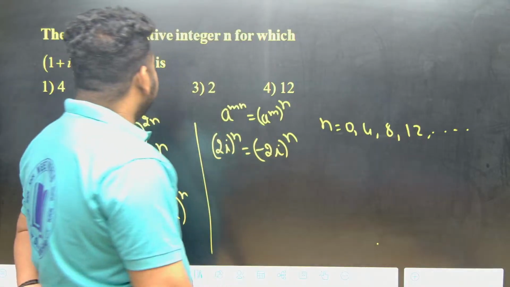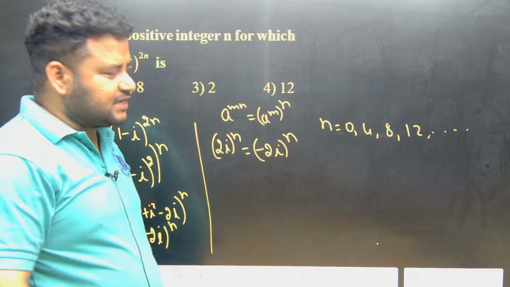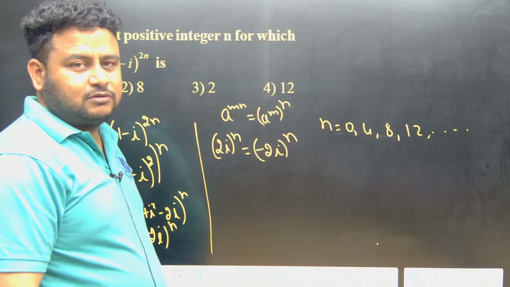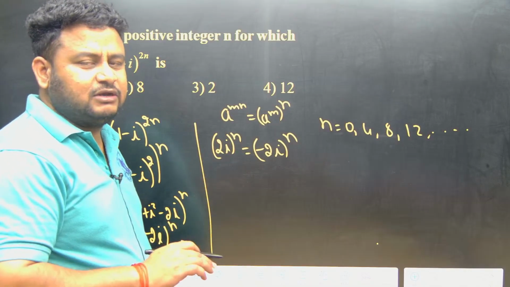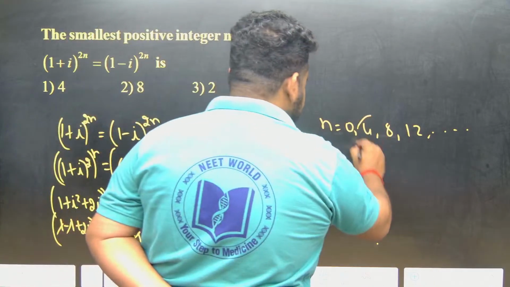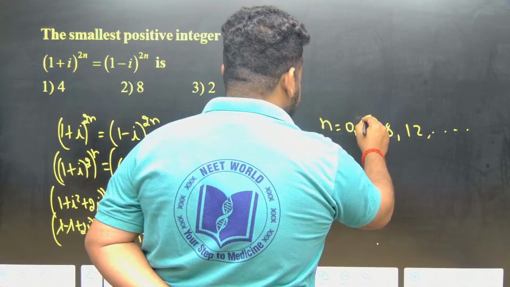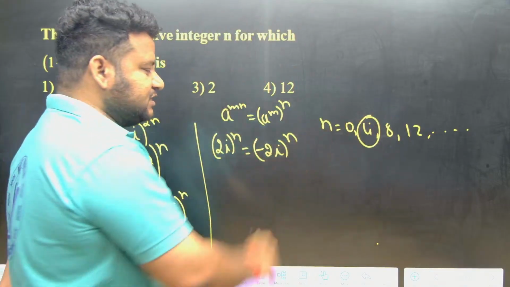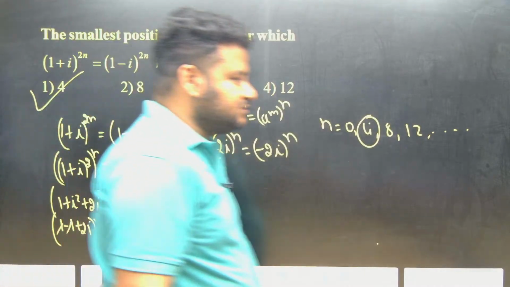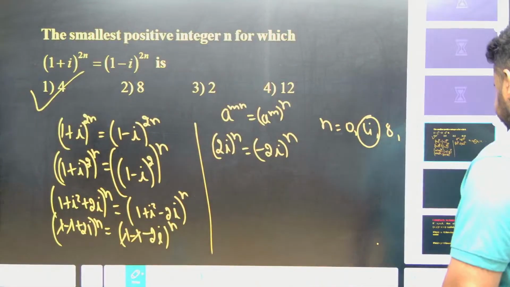But they are telling positive integer. Positive integer means it can be 4, but it cannot be 0. In positive integers we are not including 0. If they are telling non-negative, then you can include 0. They are telling positive integer, so you should be careful. The answer is the smallest positive integer, which is 4, which is nothing but the first option. Clear, friends? This is how you can solve this question.